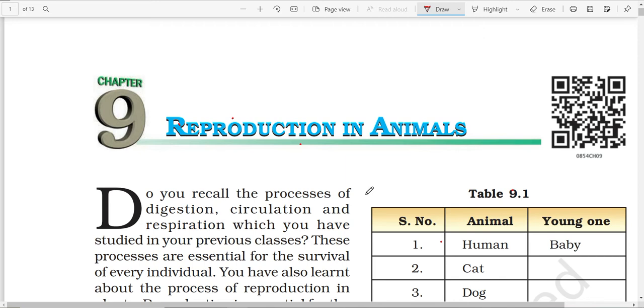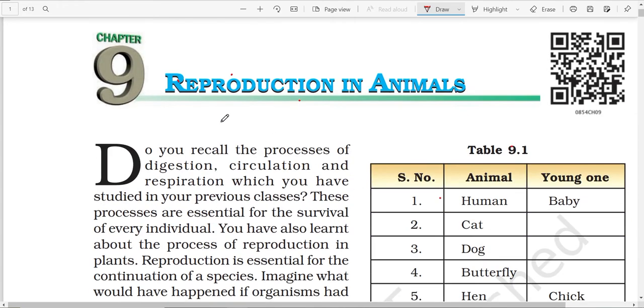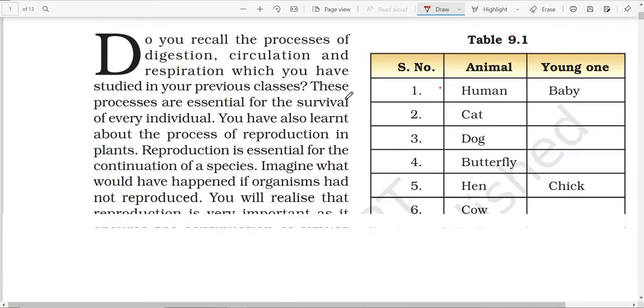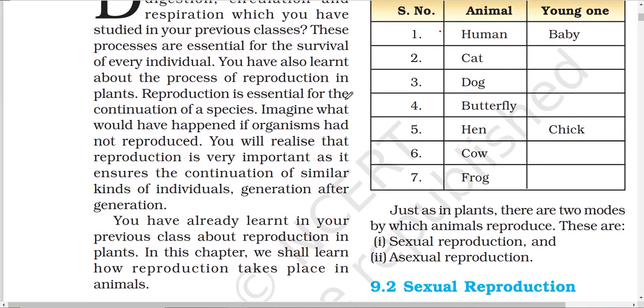So let us begin. First of all, we should know what is the meaning of reproduction. So what do you mean by reproduction? Reproduction means the production of new individual. So the production of new individual is known as reproduction.